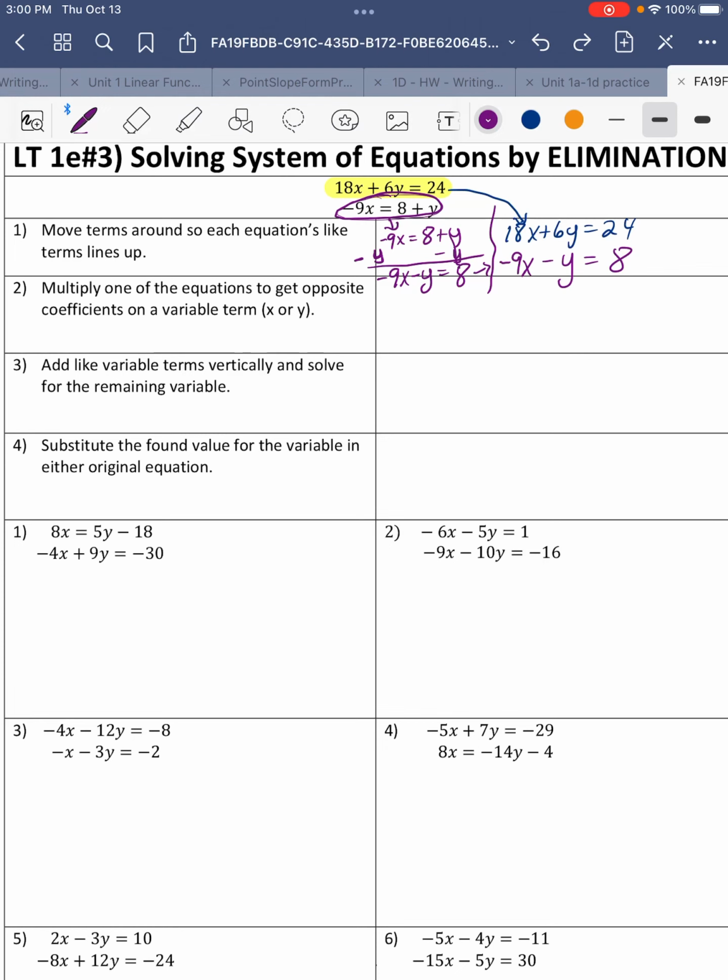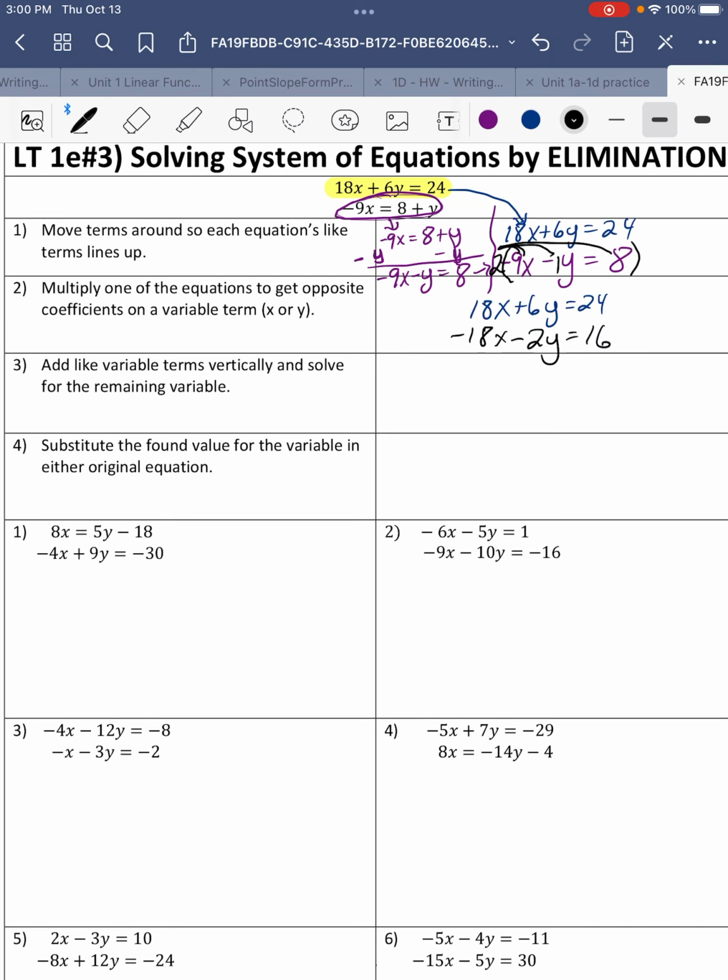I'm going to go with my first. So I'm going to multiply the whole equation by 2. I'm going to write the top equation first: 18x plus 6y equals 24. By multiplying that 2 in, 2 times negative 9x is a negative 18x. 2 times a negative 1y is a negative 2y. 2 times 8 is 16.